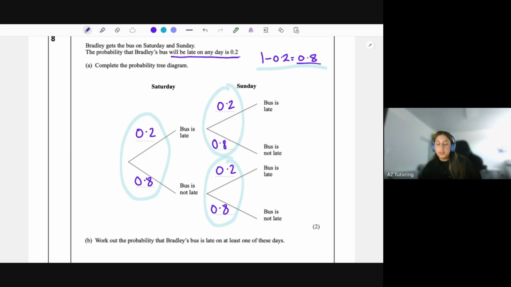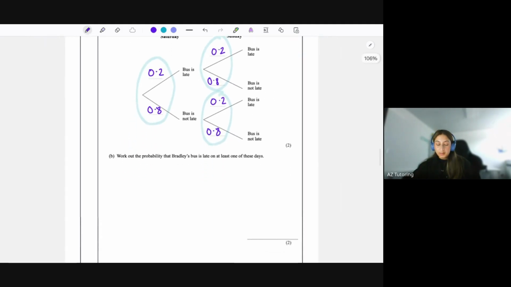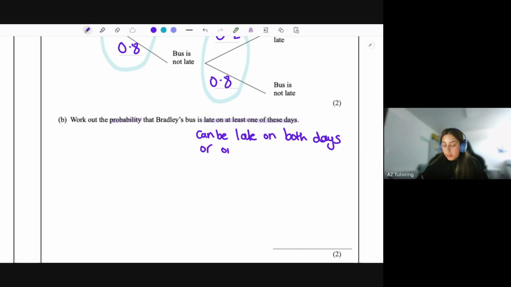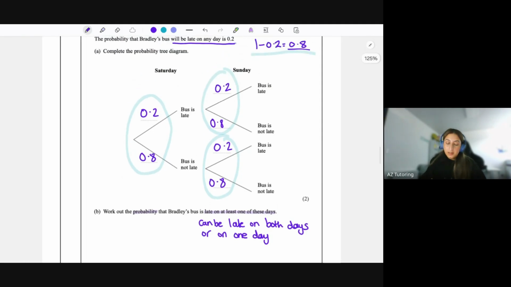So that's the first part of the question, which is easy to mark. Just fill in the diagram. And the second part says, work out the probability that Bradley's bus is late on at least one of the days. So on at least one of the days, it has to be late. So what that means is it can be late on both days, or on one day. Either the Saturday or the Sunday, it can be late, or it can be late on both days.